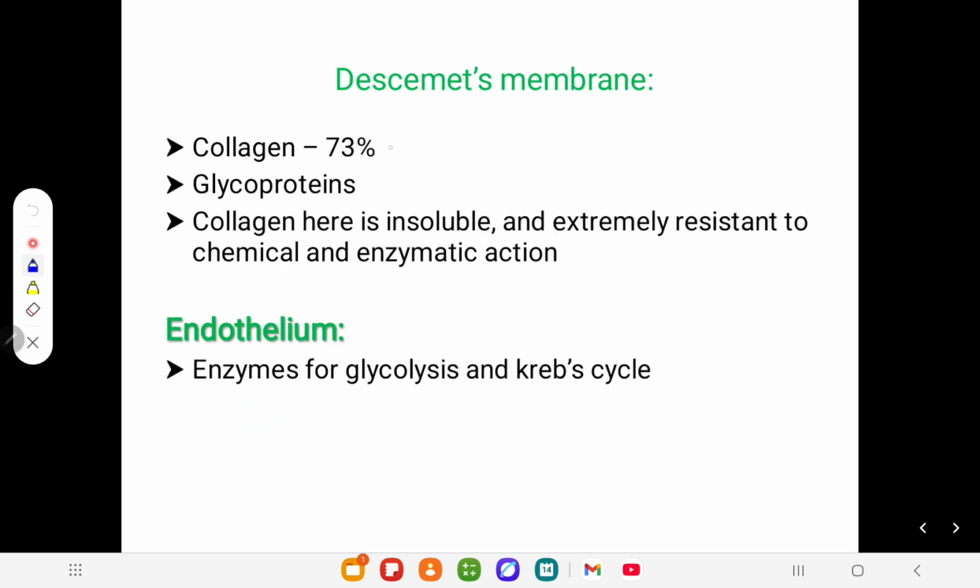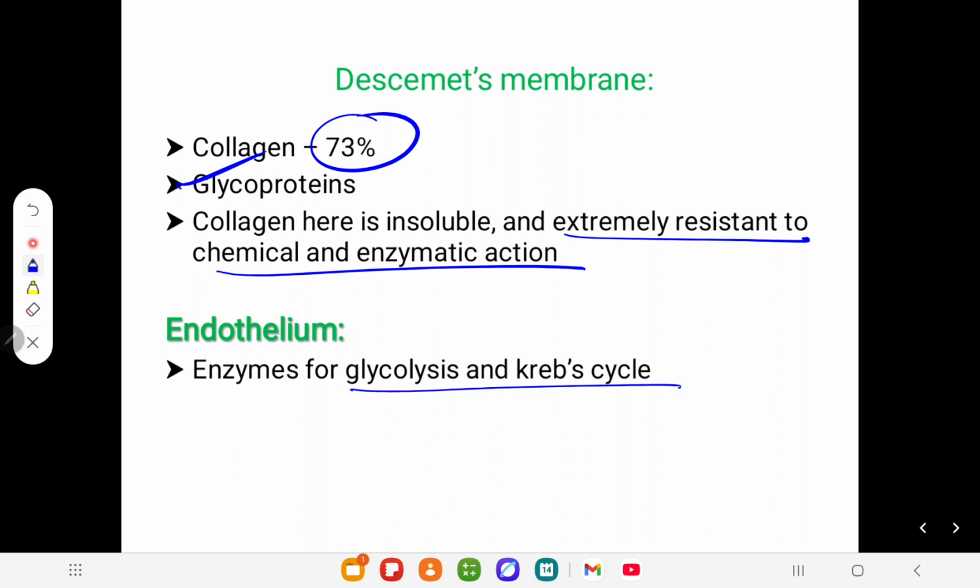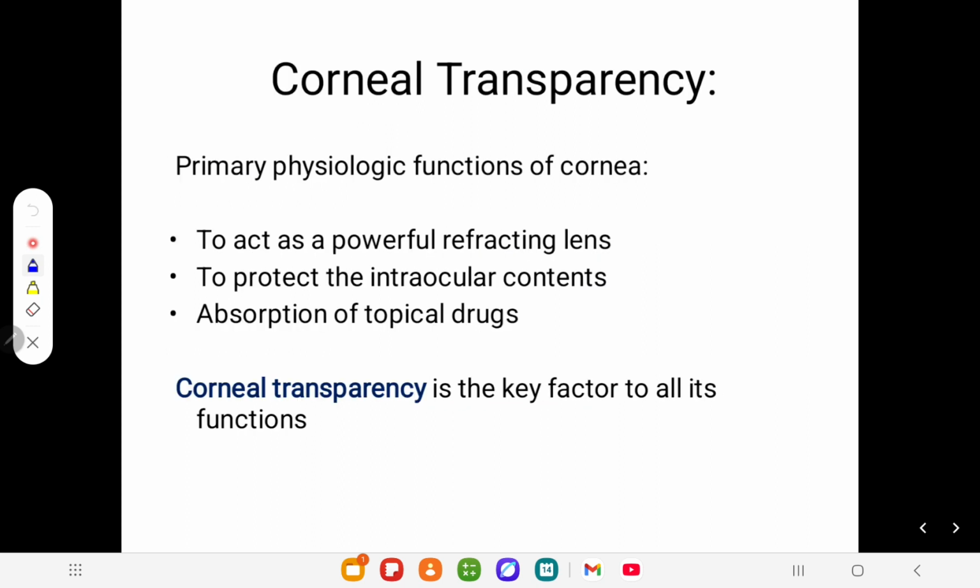In Descemet's membrane, collagen is high, at 73%, along with glycoproteins. The collagens are insoluble and extremely resistant to chemicals and enzymes. That's why, even when there is a total slough off of the stroma, Descemet's membrane remains strongly there, for protection of the eyeball. In the endothelium, there are enzymes for glycolysis and the Krebs cycle, because the endothelium is also highly active metabolically.